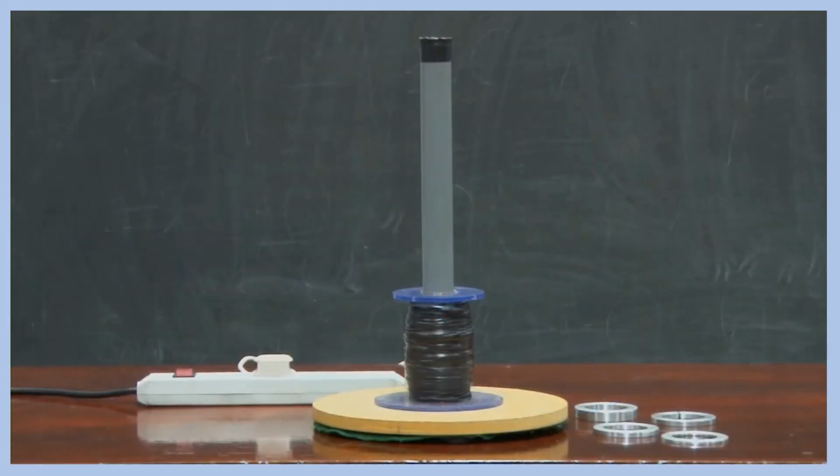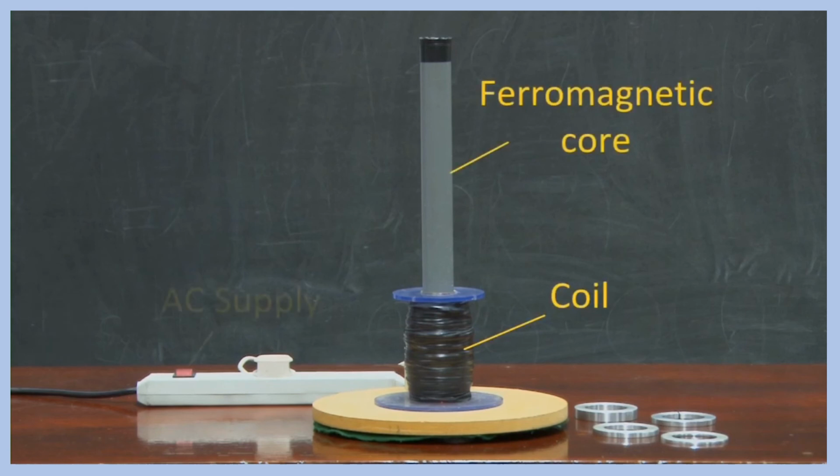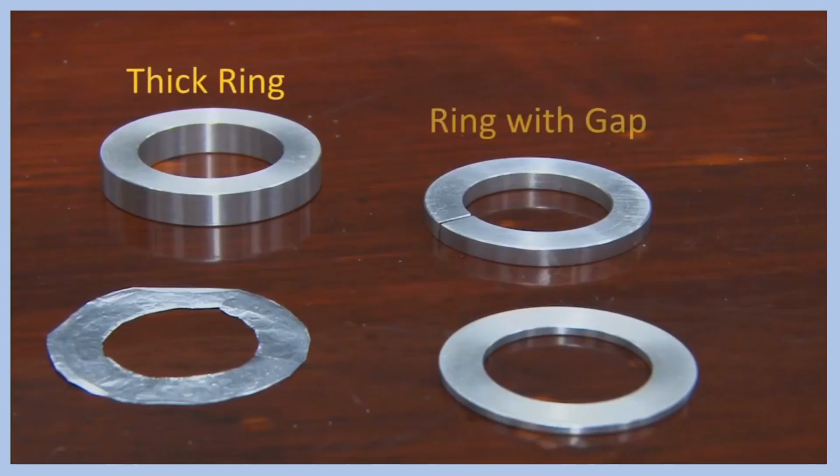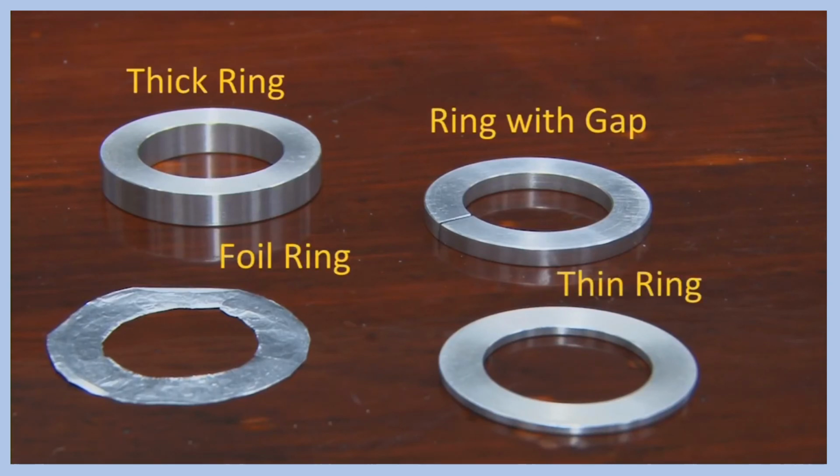You just observe Lenz's law in action. You just observe the next video, and you will get to know how Lenz's law is applied, and also Faraday's law once again. The equipment consists of a coil of copper wire. It has a ferromagnetic core extending out from the centre of the coil. The coil is connected via a switch to a 240 volt 50 Hz AC supply. There are several aluminium rings of different thicknesses.